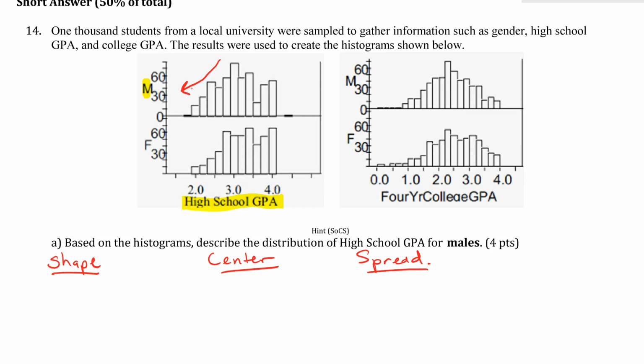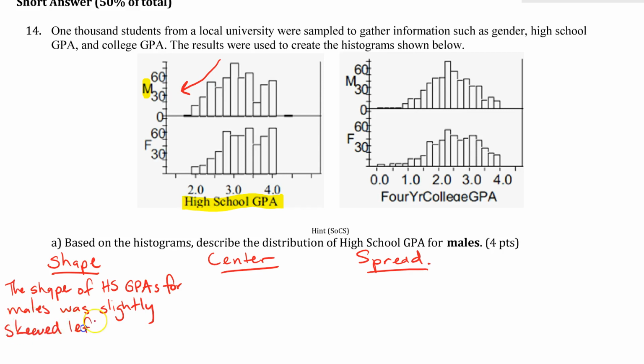In this case, the shape of high school GPAs for males was slightly skewed left. And remember, the skew is the direction of the tail, the part that tapers off. And so that would have been good there.